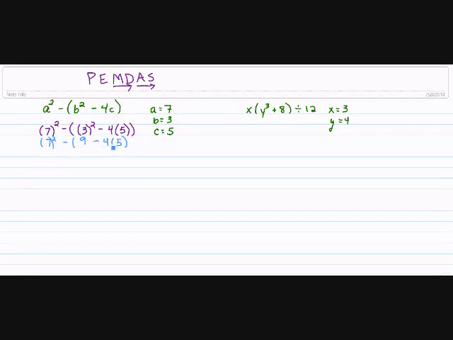Okay, now I go back and still working inside the parentheses. I have to solve that first before I can solve the 7 squared. I'm going to rewrite the 7 squared minus, inside the parentheses, I have 9 minus 4 times 5. I have to solve the 4 times 5 before I do anything else. So 4 times 5 is 20. And now I still have to solve inside the parentheses before I can solve the 7 squared.